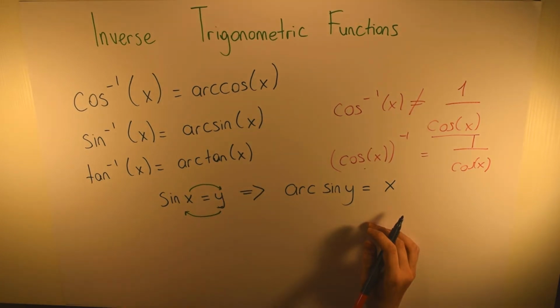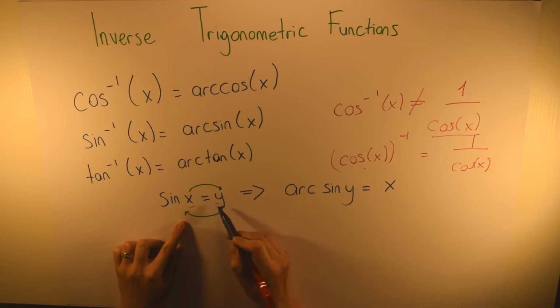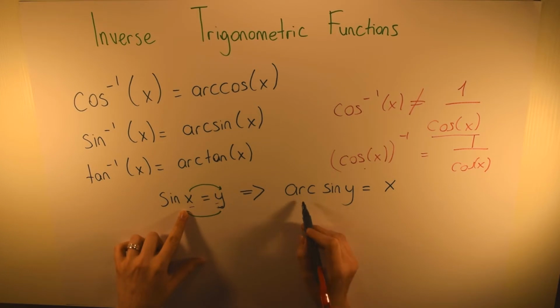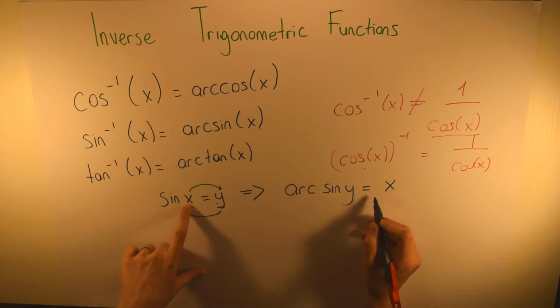So how do we find these? Let's say we have sine x, which is equal to y. All you need to do is change the location of x and y. So this sine x would become arc sine y, which is equal to x.